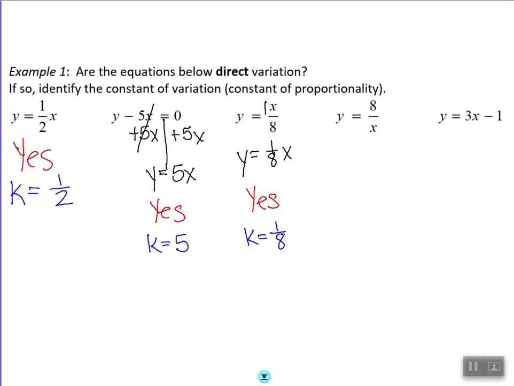For the fourth one, we have y equals 8 divided by x. You might think that, like the third problem, we can rewrite this so that it looks like direct variation, but we cannot, and that is because we are dividing by x. This is actually inverse variation, which we will talk about next class. So no, this is not direct variation because we are dividing by x.